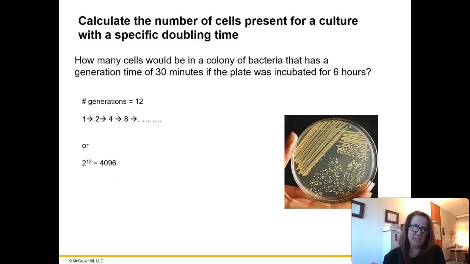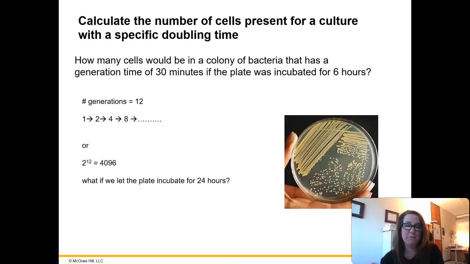But a nicer way to do this is take 2, which we know is to double, and then we take that to the exponent of the number of generations. So that's 12. That would tell us that you would expect 4,096 cells to be in that particular colony after 6 hours.